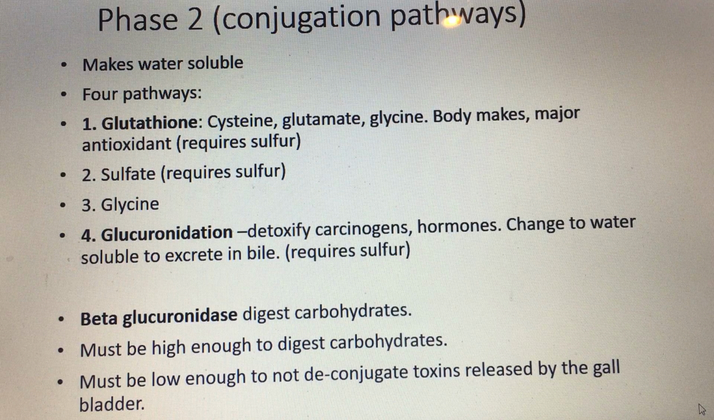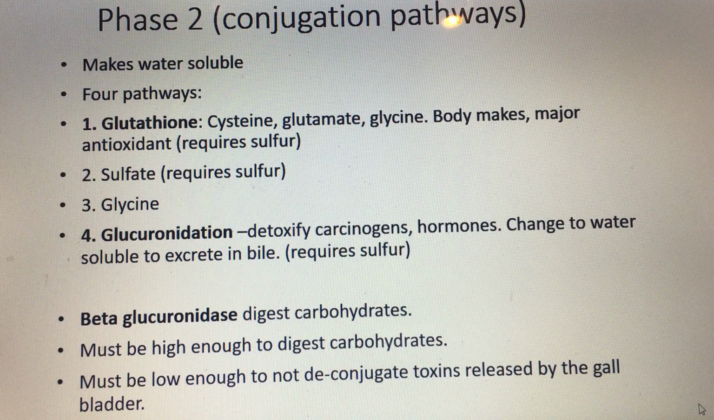Beta-glucuronidase is made by your cells and by the good bacteria in your gut, and it helps to digest carbohydrates. So when you eat good fiber, then beta-glucuronidase digests that fiber. And it must be high enough to digest the carbohydrates or the fiber. But beta-glucuronidase can get too high.